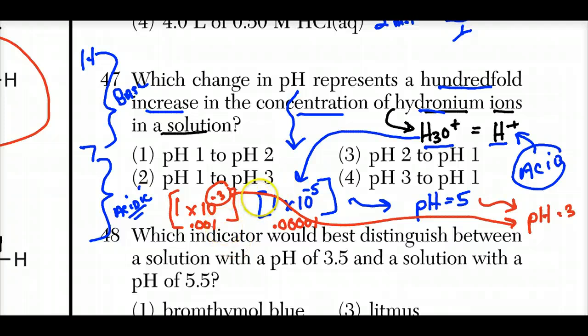So I'm looking for a pH to drop by 2 integers, and that would increase 100 times because these are logarithmic changes, right? Each integer is 10 to the 1. It's a movement of a 0. So if you have a 100-fold increase, you know that 10 to the 2 equals 100. All right? So I'm looking for 3 going down to a 1. That changes by 2 integers, which means 2 exponents base 10, which is 100 times. And it's getting more acidic because my pH is dropping. So choice 4 is the answer for number 47.